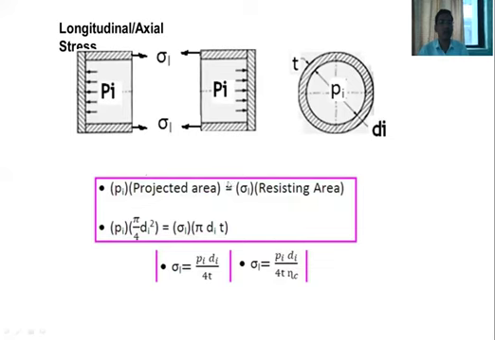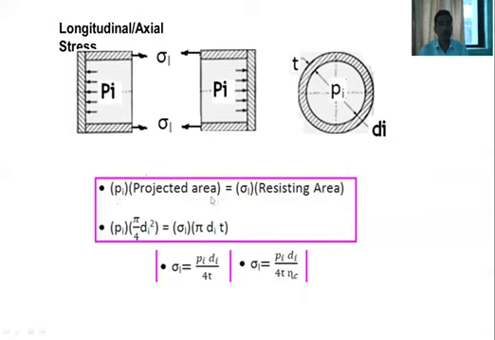Next, stress is a longitudinal, also called the axial stress. So along the axis of the cylinder, if the stress is induced, then such type of stress is called a longitudinal stress. In this diagram you can see the cylinder. Pi is the internal pressure in the cylinder. Di is the inner diameter of the cylinder. T is the wall thickness of the cylinder. And along the axial direction, the stress is induced. That stress is called a longitudinal or axial stress, denoted by sigma L.